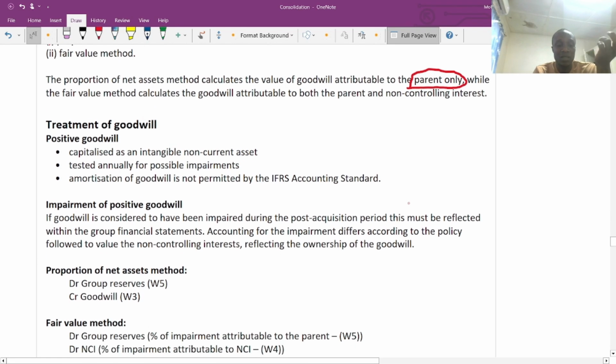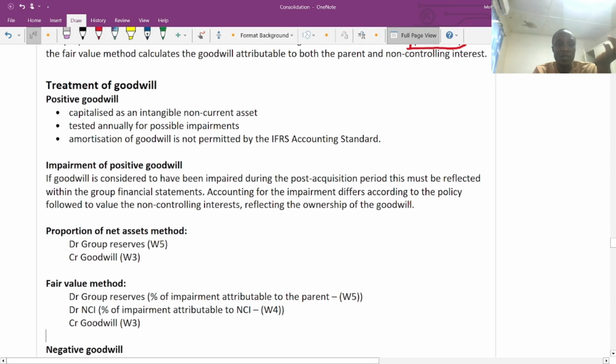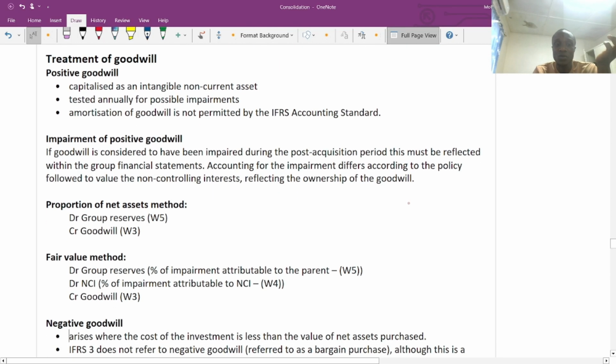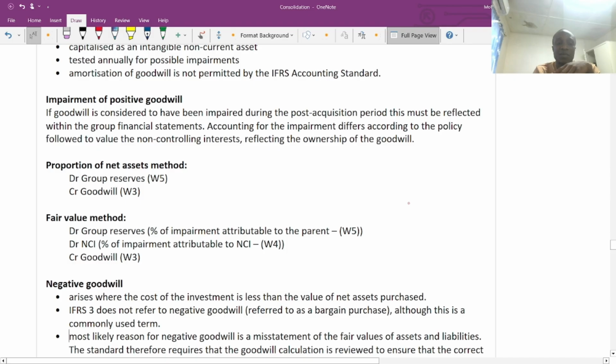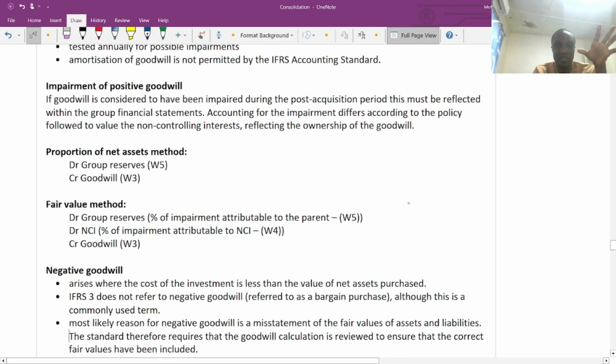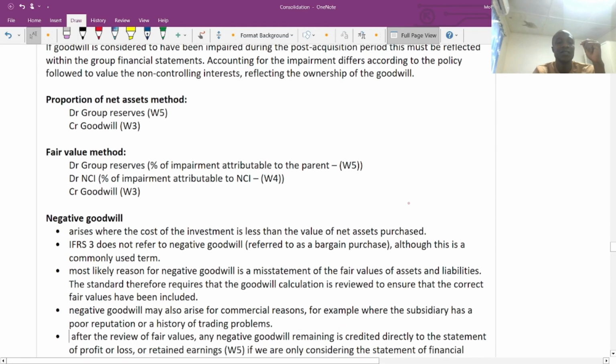And impairment, as I explained a few minutes ago, if we are going to use the proportionate method, we are going to debit the group reserve, in other words, the retained earning, then we are going to credit the goodwill, which is a reduction of the goodwill. If we are going to use the fair value method, we need to share the impairment between the reserve and the NCI, and we are going to credit goodwill. Nothing to worry about it. I've already explained it in detail.